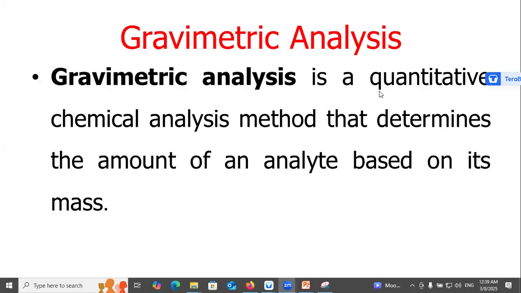Hello, good afternoon. I'm discussing gravimetric analysis. Gravimetric analysis is a quantitative chemical analysis method that determines the amount of an analyte based on its mass.